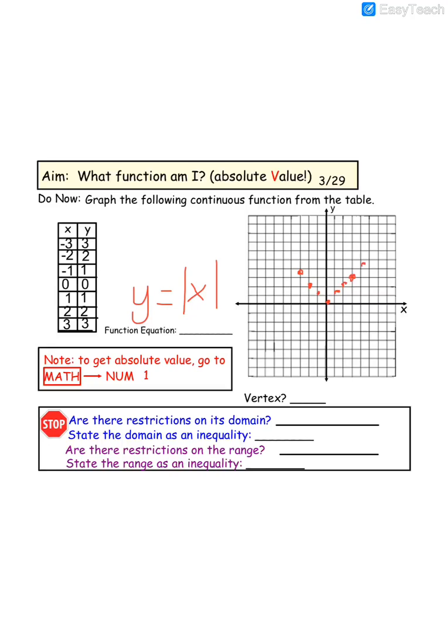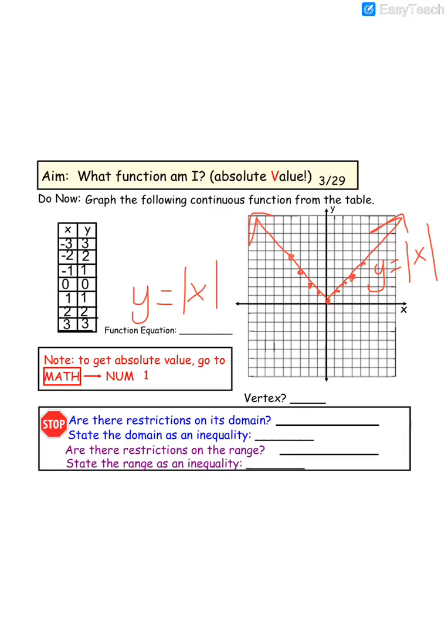etc. Okay, so it kind of looks like a parabola, but not as curvy. So it's actually a V. So it goes like this, and it keeps going, and it goes like this, and it keeps going. And we're going to call this y equals the absolute value of x.